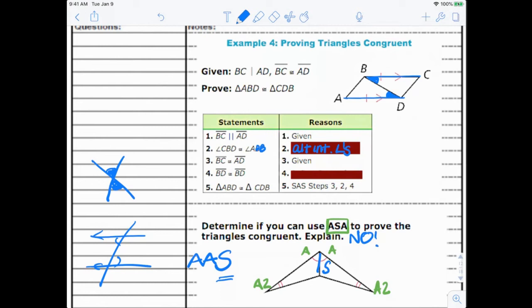What about BC is congruent to AD? So we know those angles are congruent. BC is congruent to AD. Oh, that's given to me. Okay, but then how do I know that BD is also congruent to BD?